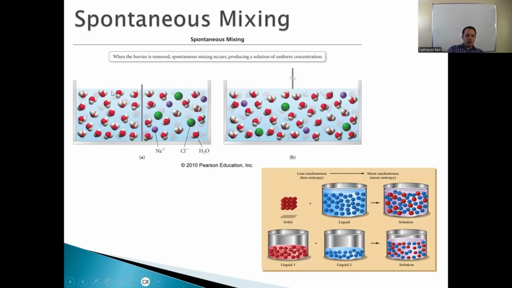So it's not like once I remove this divider, this side will stay more concentrated than that side. We could expedite that process by stirring it, but over time, even if you don't mix or stir it, the particles, as they're in constant motion, will eventually move over there and it'll become a uniform concentration all the way throughout. When I add a solute to a solvent, how does it dissolve though? Here it's already dissolved, right? So how does it dissolve?